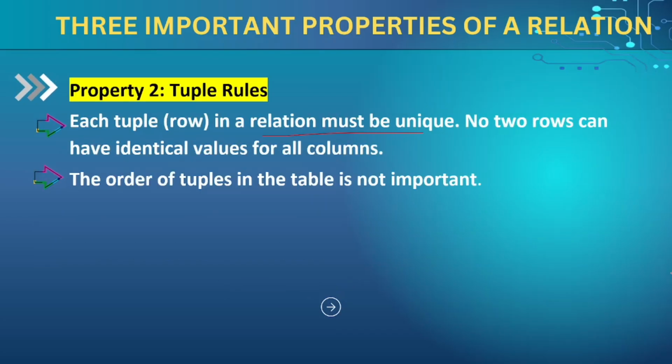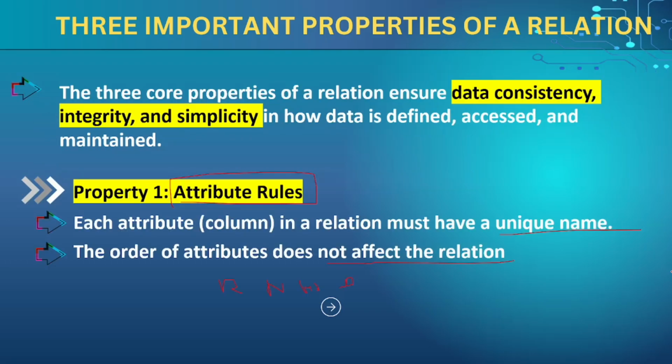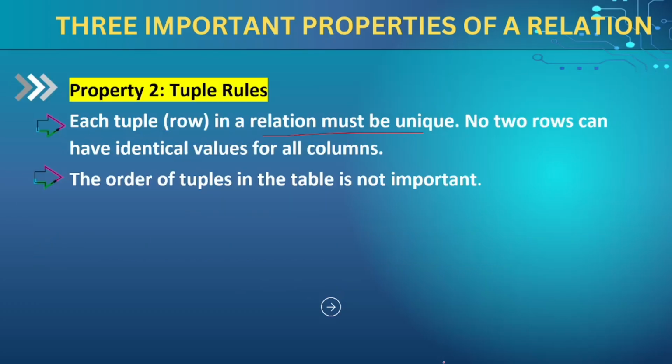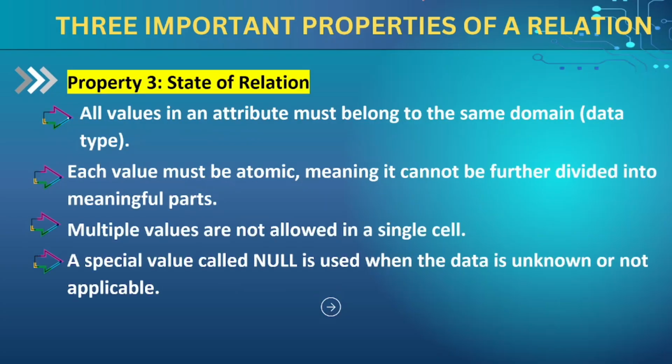And the order of the tuples in the table is also not important. So if I'm giving 105 here, and 101 here, and I shift all the details to the first one, that doesn't matter at all. Okay, that is the second rule. Next one, state of relation. That will be the third rule.